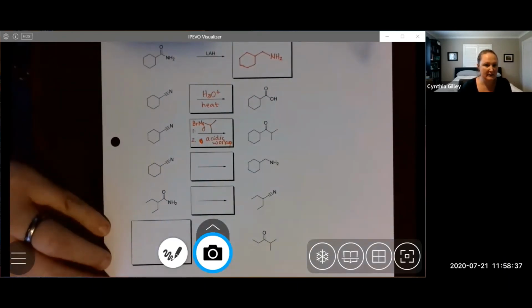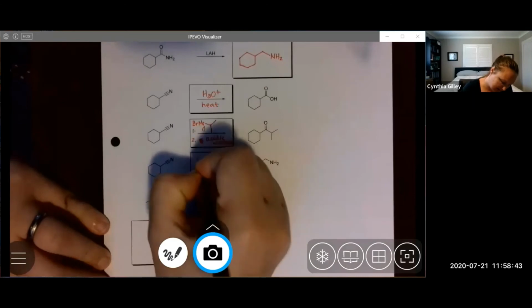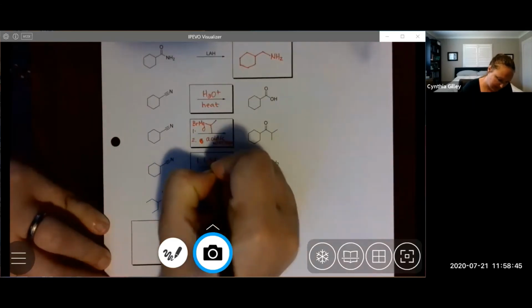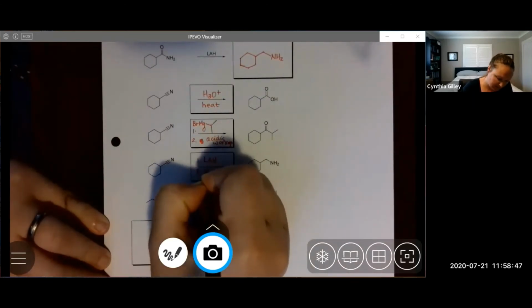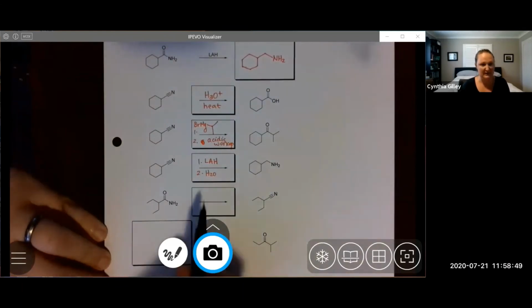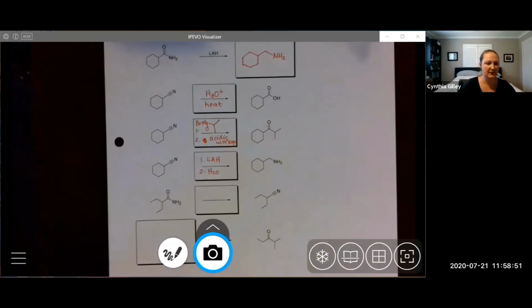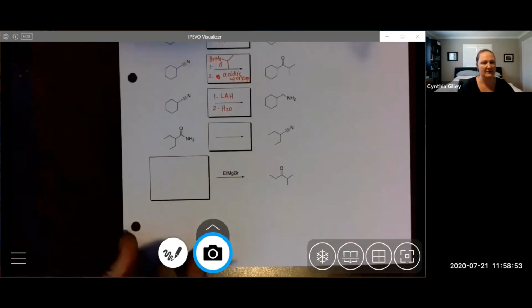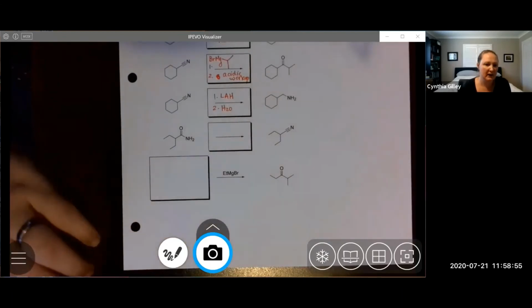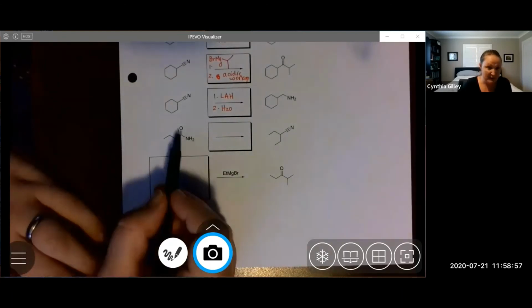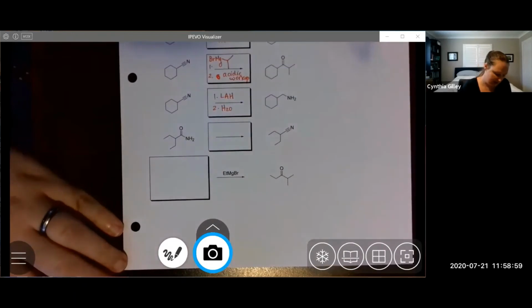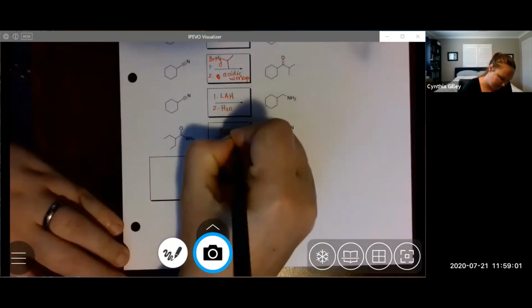And let's see what else. The nitrile reduction to an amine requires LAH. Right? Sometimes people will put in water as a second step, sometimes they won't. Okay, but same thing either way. Converting an amide to a nitrile is a dehydration, and it uses SOCl2.